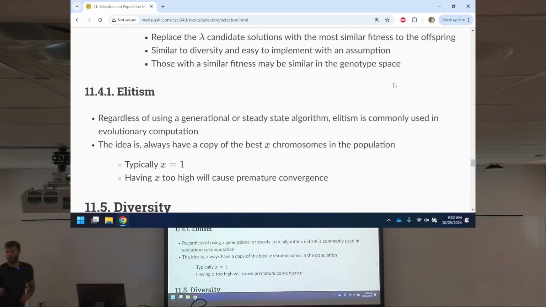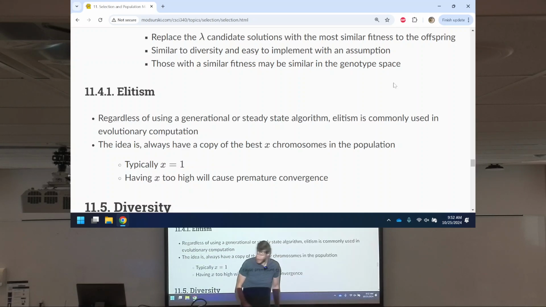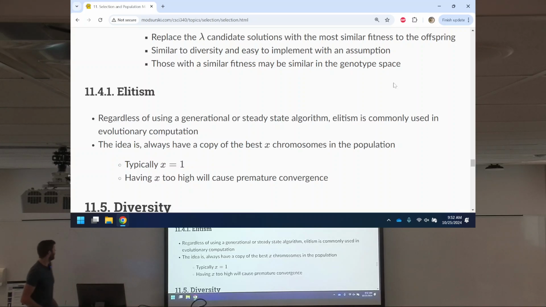If you ever see your learning curve look like this, where the best gets worse, I don't know if you can see that well, this marker sucks. If you ever see it go down, I know you don't have elitism implemented. It should never go down. That's elitism. That's the idea. It works well. It's easy to implement. I always recommend doing it. And it should be obvious why it's handy.